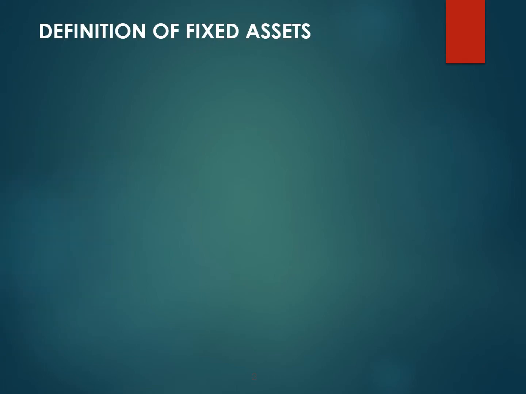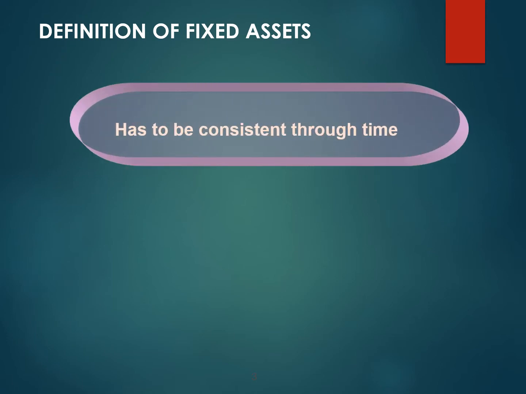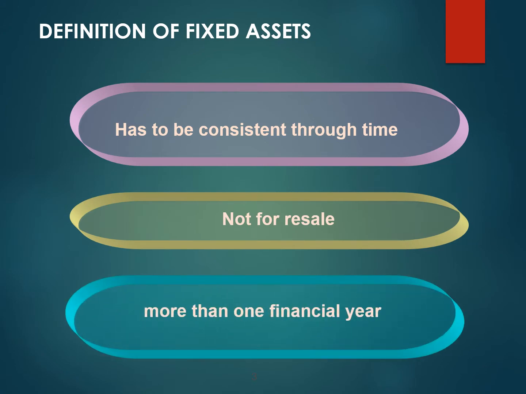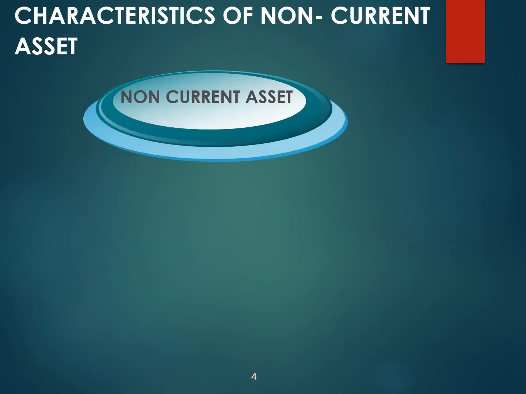Okay, about the definition of fixed assets. First, the fixed asset has to be consistent through time. And we bought the fixed asset not for resale. And also it has to be more than one financial year or useful life.